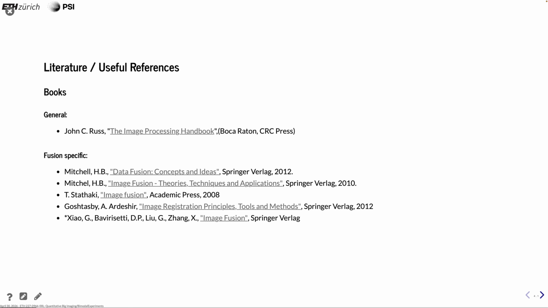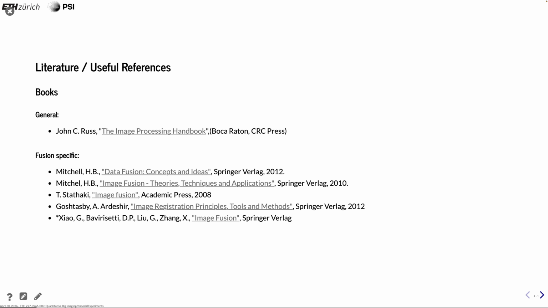And for that we need again some literature. So this is the recommended literature if you want to dig deeper. We have the general book, John Russ, Image Processing Handbook, which you have seen several times, but today we also add data fusion, image fusion of different authors. Also, again, we come to image registration because that's also a central topic of bimodal imaging, and yet another image fusion book.